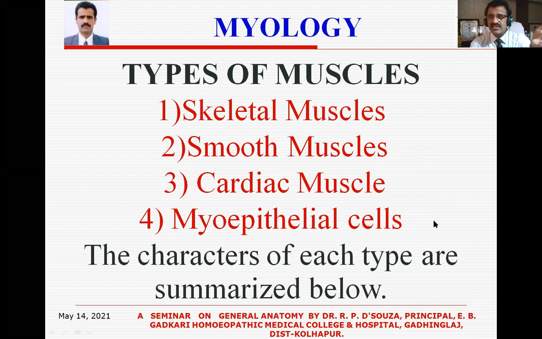And myoepithelial cells are also many because they are present in the secretory glands. There are so many glands. Then gland secretion has to be pumped out. For the pumping, the motor action is required, and there is epithelium. They are singly present. So it is called myoepithelial cells. So the myo word is important. They are the epithelial part of epithelium, but they have a myo nature. So they are included in muscles. The characters of each type of muscle have to be understood in detail.